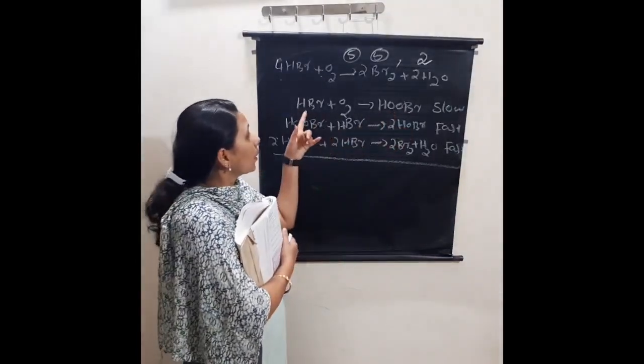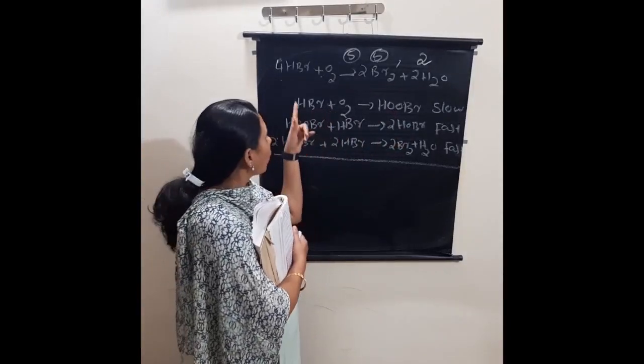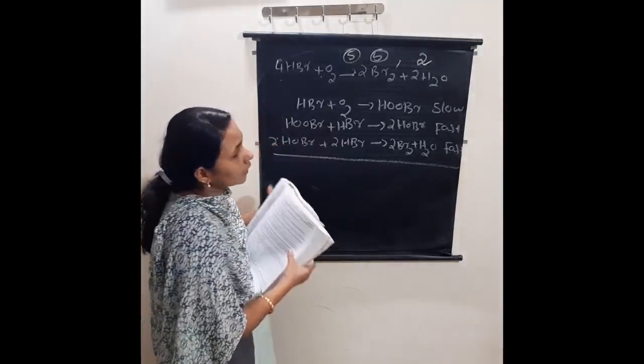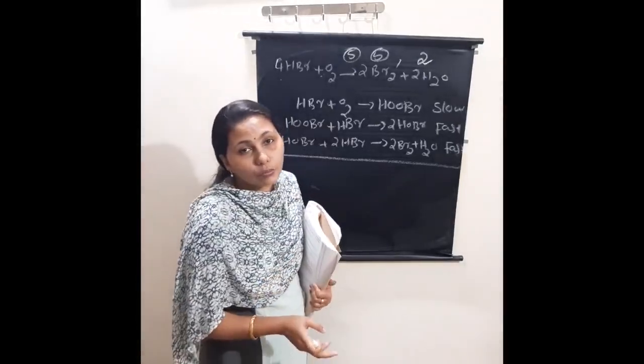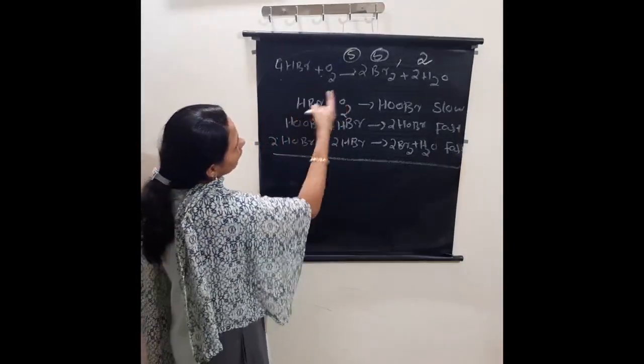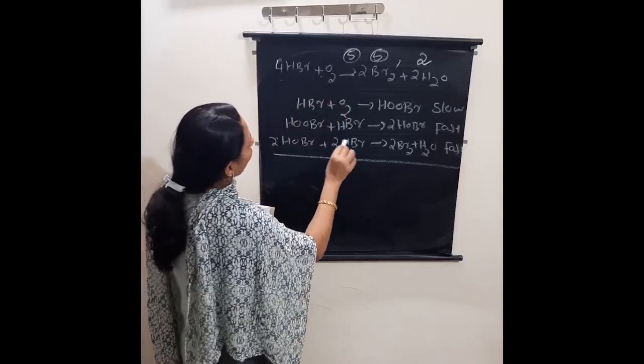Okay, and based on this, the molecularity, how many molecules are participating here? 1 plus 1, 2. So the order of the reaction and the molecularity of the reaction is found to be 2. Clear? Okay, so how can we write the overall reaction? By cancelling the common species, we will get the overall reaction here.